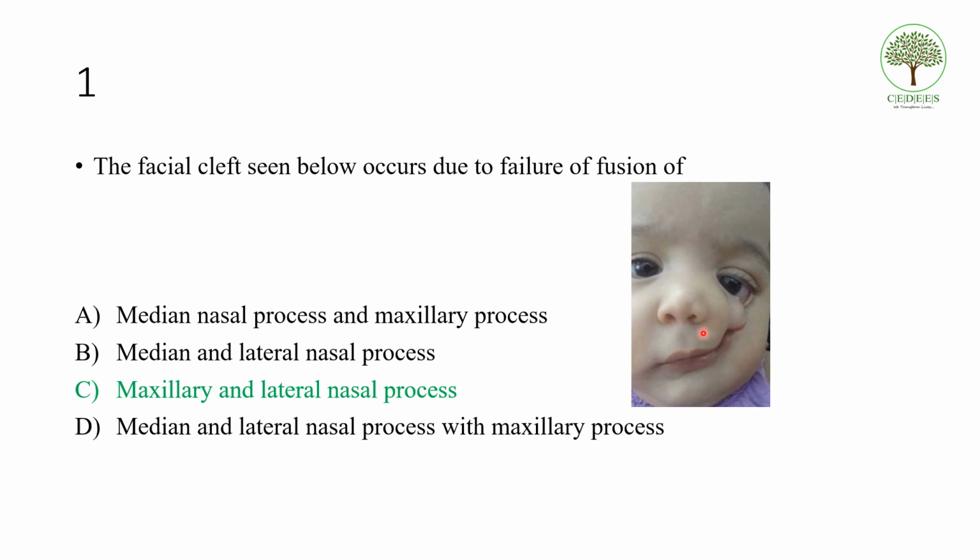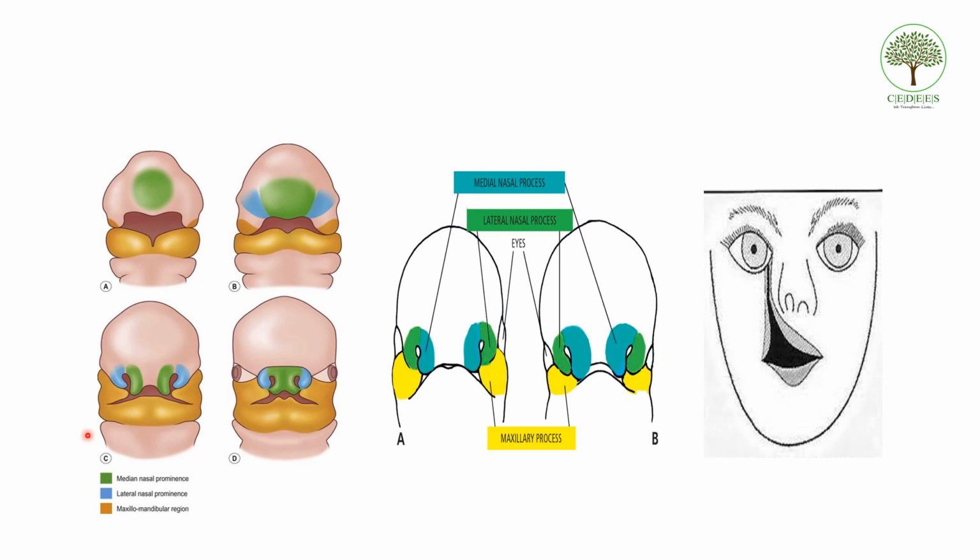See, it is an oblique facial cleft, extending from the eye to the mouth. Look at this image. This is the maxillary process. This maxillary process grows medially below to fuse with the lateral nasal process, and further it grows and fuses with the median nasal process. If this maxillary process fails to fuse with the lateral nasal process, what results is the oblique facial cleft.